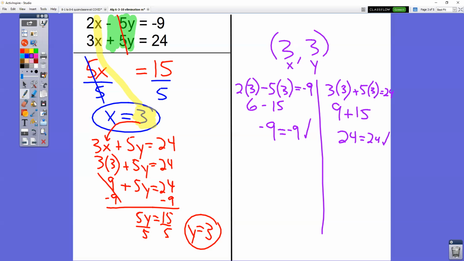It checks. Remember that it has to check in both equations, both the top equation and the bottom equation, so that you know if it's right. If it only checks in one equation, it's wrong. All right, it has to check in both.